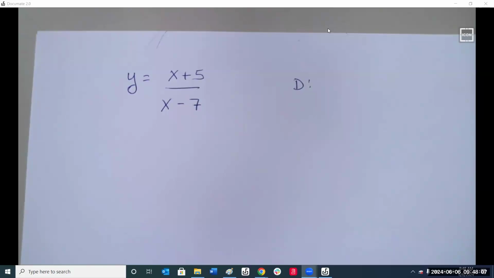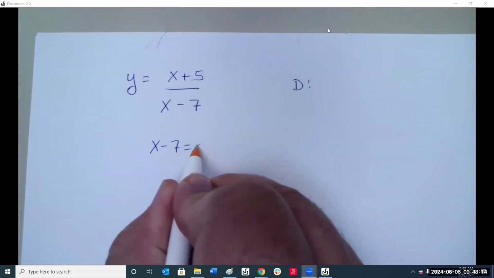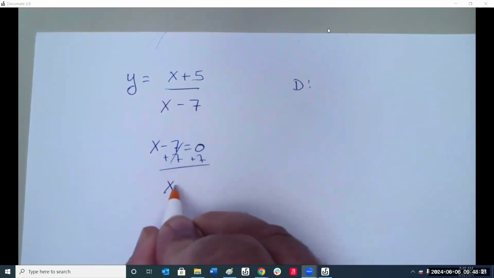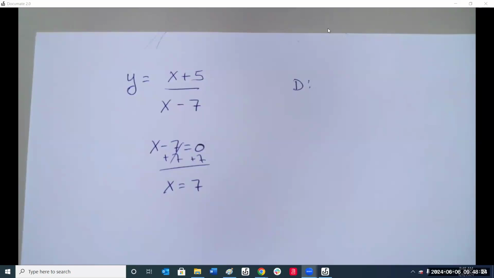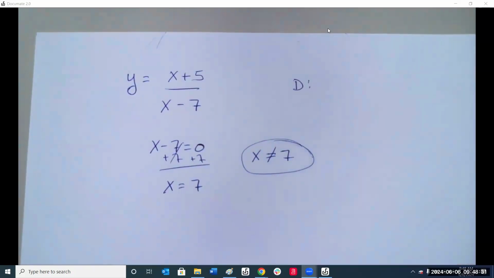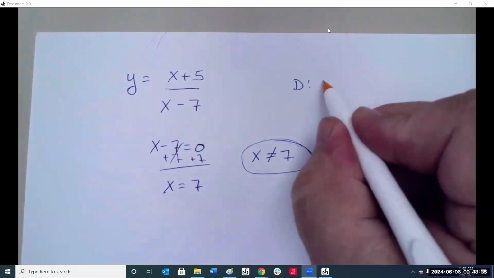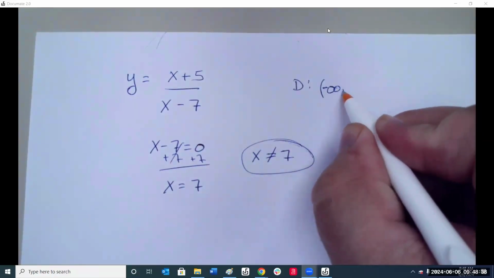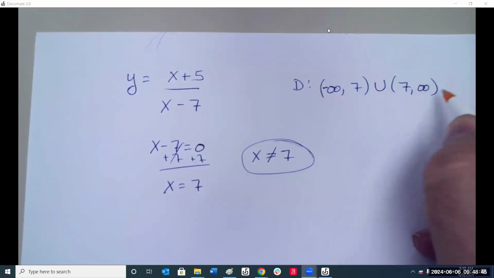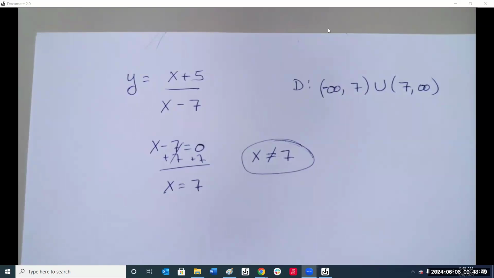We have a fraction. So what's the first thing we have to do? Take the denominator, set it equal to 0, and solve for x. So add 7 to both sides. X equals positive 7. So I cannot use 7 because it'll make the bottom 0. So I go from negative infinity to positive 7, union 7 to positive infinity. And there's my answer, because out of a number line, 7 is the only one I can't use.